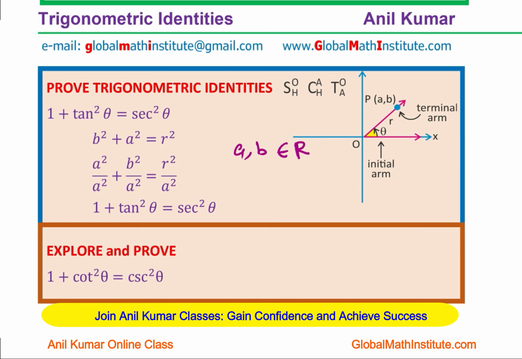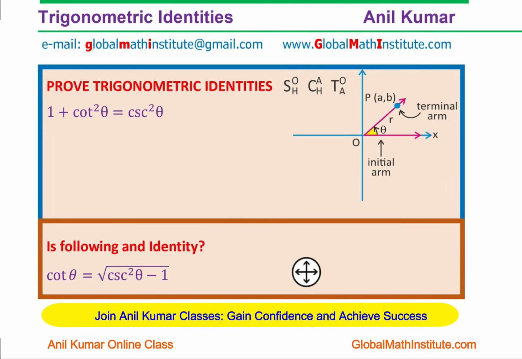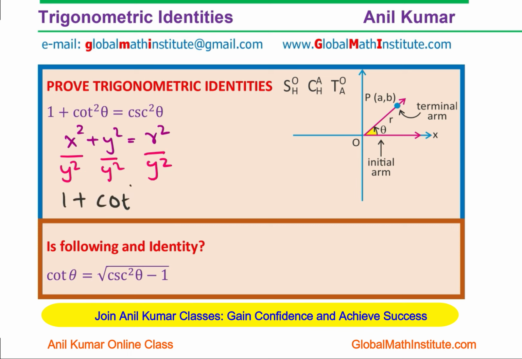Perfect. Now, 1 plus cot square theta, we also do the same thing, which is what? X square plus y square equals r square. And since we want cosecant square, we have to divide by what? The opposite side, which is y square, right? So just divide by y square and get your result. So your result will be 1 plus cot square theta equals cosecant square theta, right? Simple as that. Now here is a question for you.